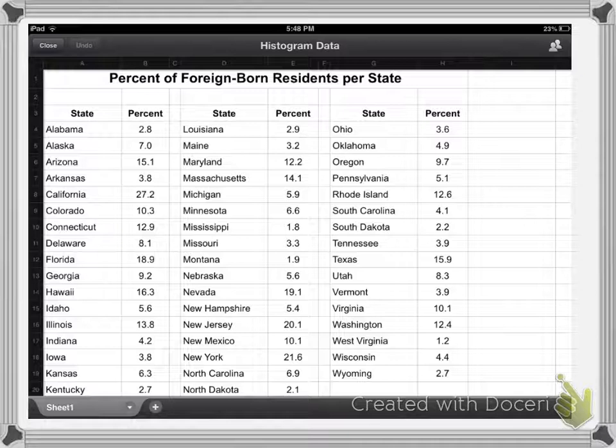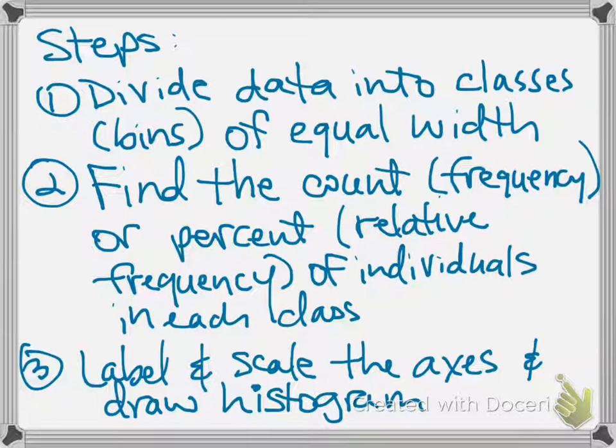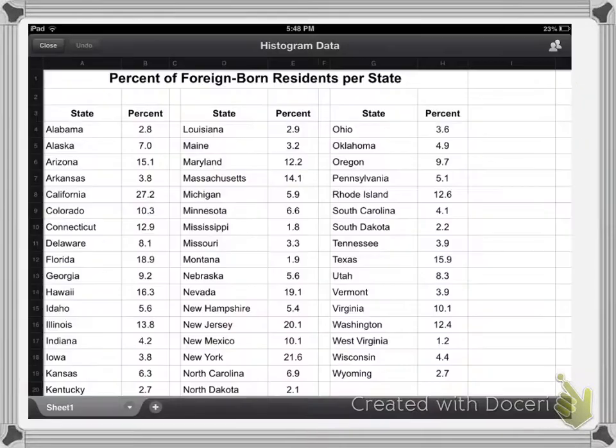So first of all, let's talk about the steps that are involved in creating a histogram. The first thing you need to do is to divide your data into classes, sometimes we call them bins instead, of equal width. So let's take a look at the data again, and I'll explain what I mean by that.